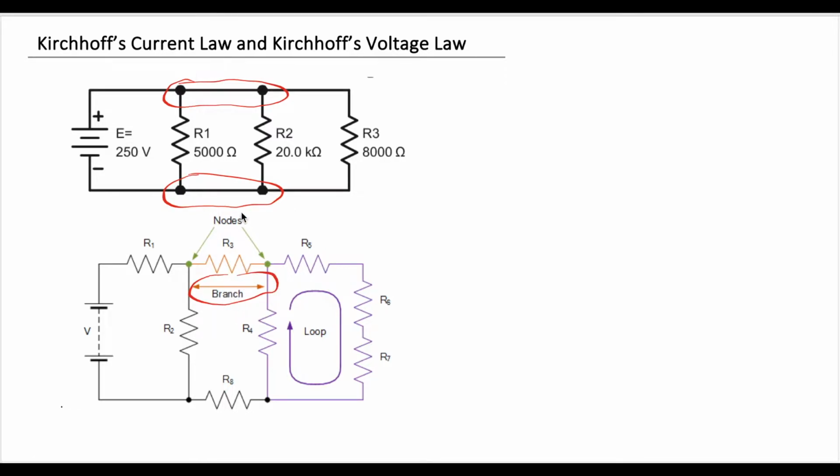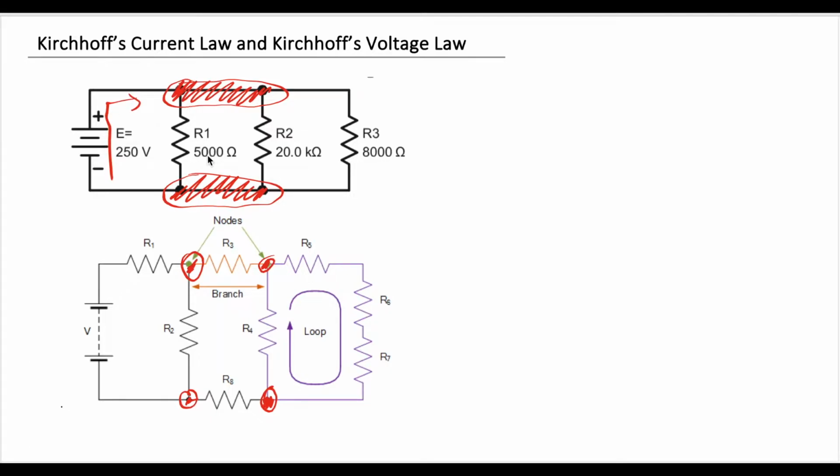I will talk about this later, but we have nodes, that is this, and this, and this, and this, and this. These are nodes, okay? And we know that the sum of the currents that enter or leave the node needs to be equal to 0. So let me show you.